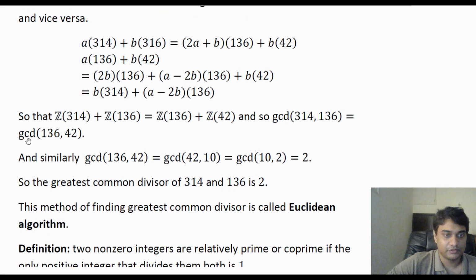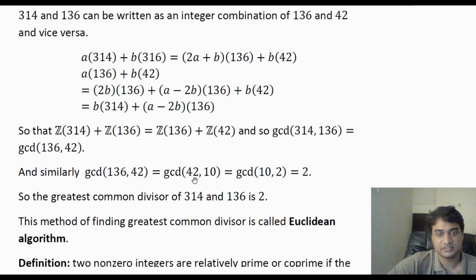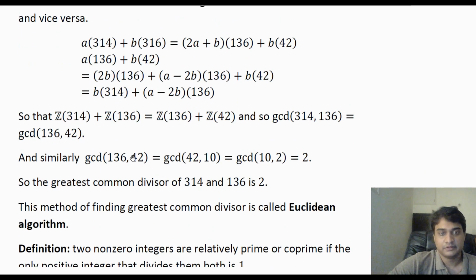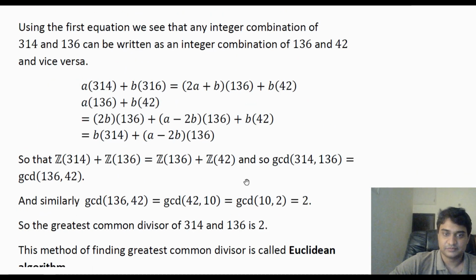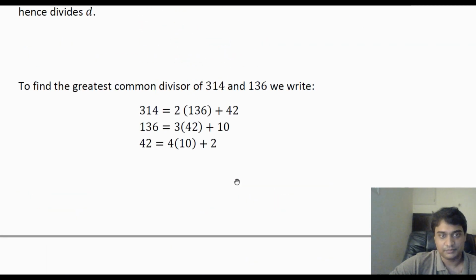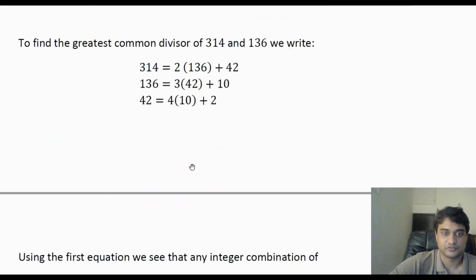So this way of finding the greatest common divisor is known as the Euclidean algorithm, right? We have just used the Euclidean algorithm to find the greatest common divisor of 314 and 136, which is quite an interesting application of all these things we have done so far, right?